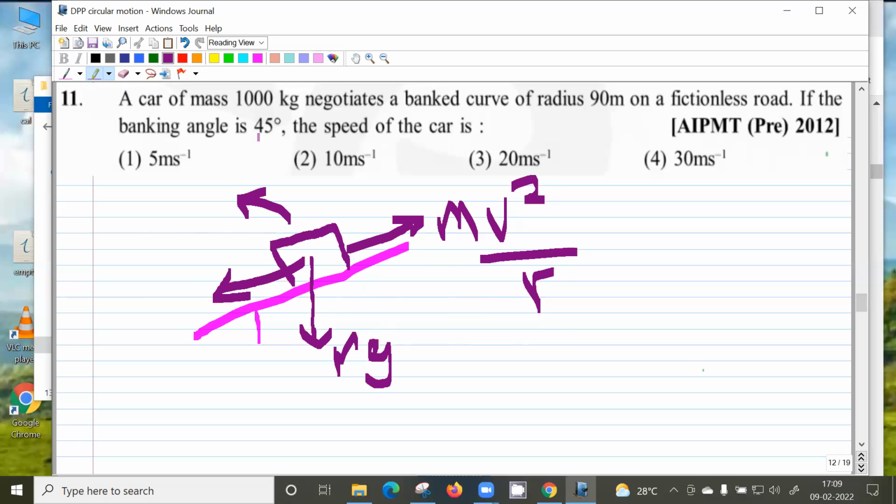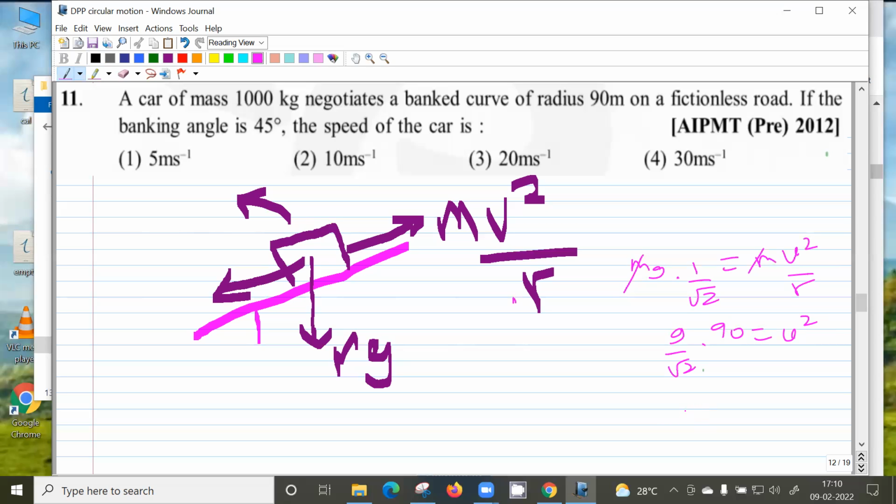So it's 45 degrees now. Since it's 45, you don't have to bother whether it's sine or cos. So mg by root 2. So it is mg into 1 by root 2. There is a component in this direction that should be equal to mv square by r. So m and m will cancel. So you have to find v, right? So it is g by root 2 into r, which is 90. That is v square.